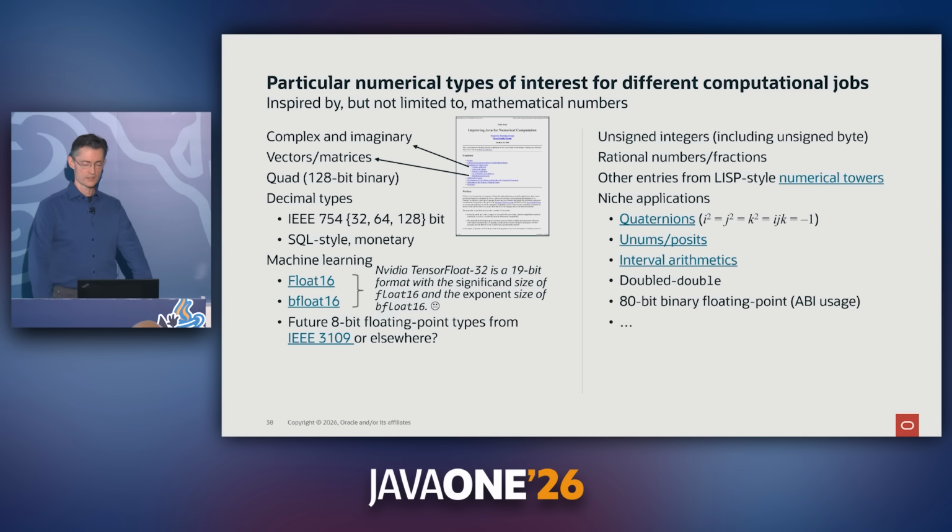There are many other types you might want to have as well. Unsigned integers, classic rational numbers. If you used Lisp or other programming languages that have a numerical tower, entries from there would be common. But there are many niche applications too that we want people to be able to write types to support. I mentioned earlier hypercomplex numbers. A particular one, quaternions, comes to mind. These are useful in some sorts of 3D graphics computations to handle rotations, as an example.